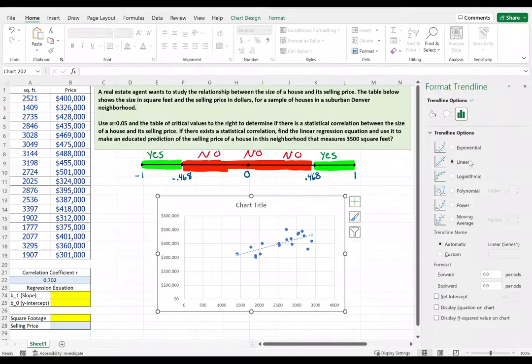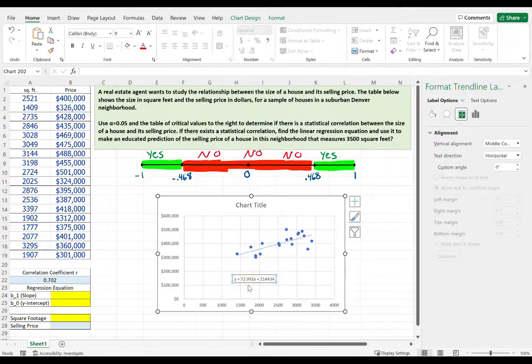And what we want is the equation, right? The directions say find the linear regression equation. So to get the equation, all we have to do is click on this box that says display equation on chart. Display equation on chart. It's going to be small and in an inconvenient place, but that's fine. We could just move it somewhere nice, and we could even make it a little easier to see.